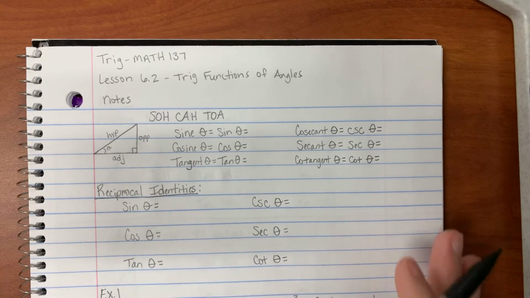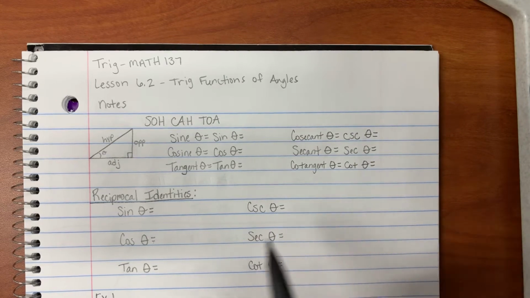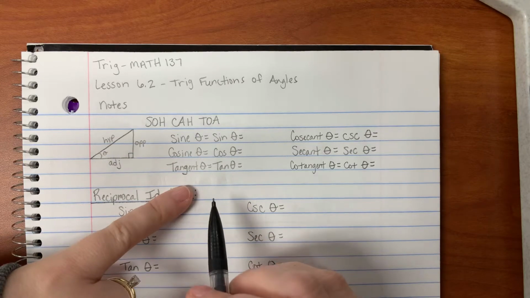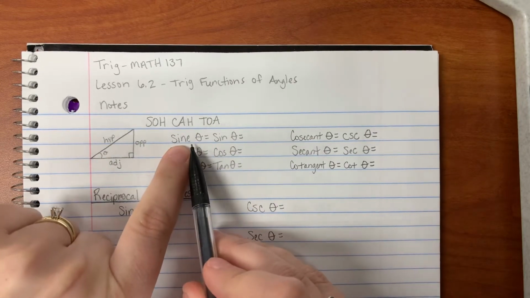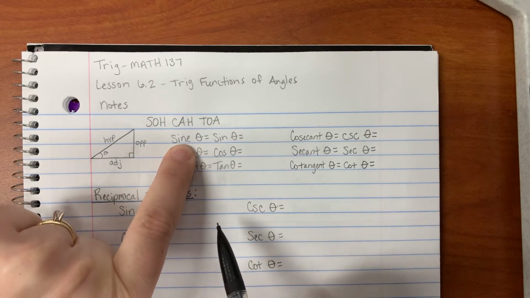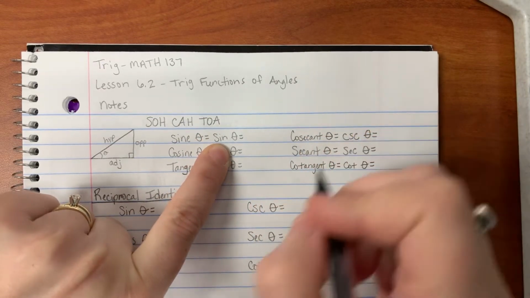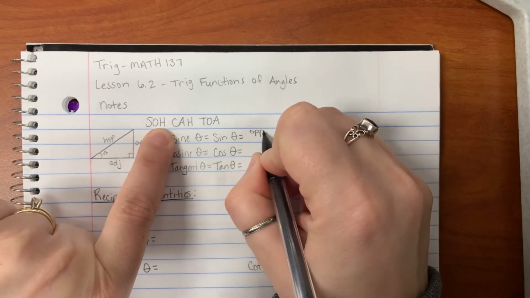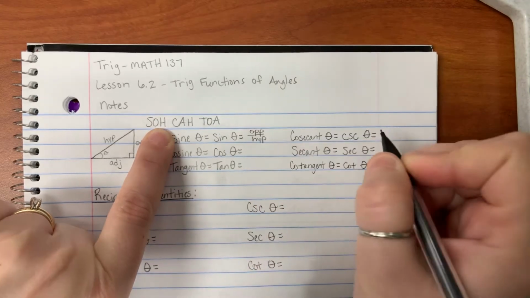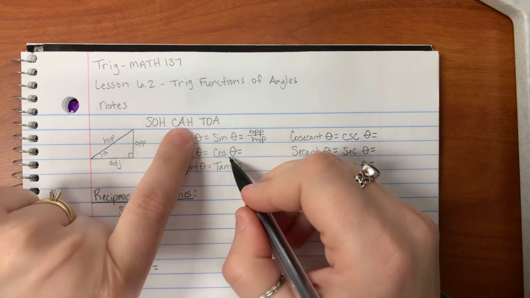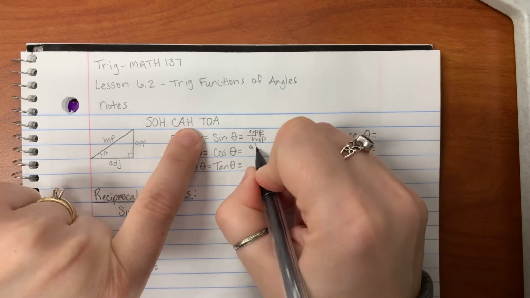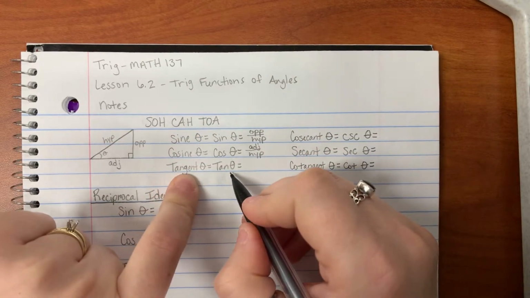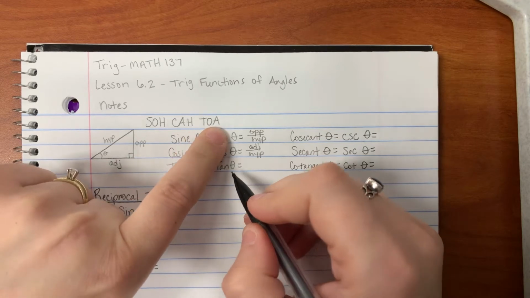Okay, so lesson 6.2 talks about trig functions of angles. Let's go back and review from geometry this whole SOHCAHTOA idea. I know you guys remember that. Sine, which is spelled out like that, but this is how we abbreviate it, is opposite over hypotenuse. Cosine is adjacent over hypotenuse. And tangent, which is spelled out like that, is opposite over adjacent.